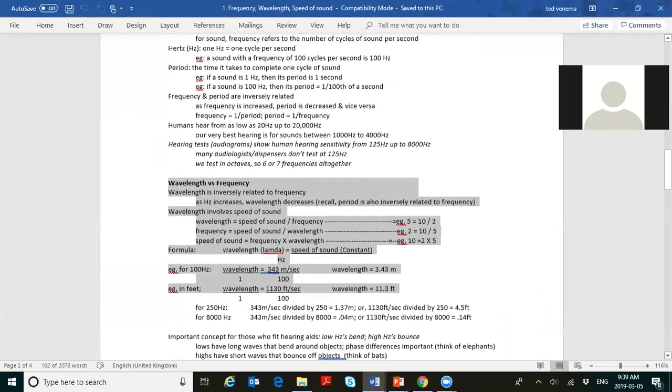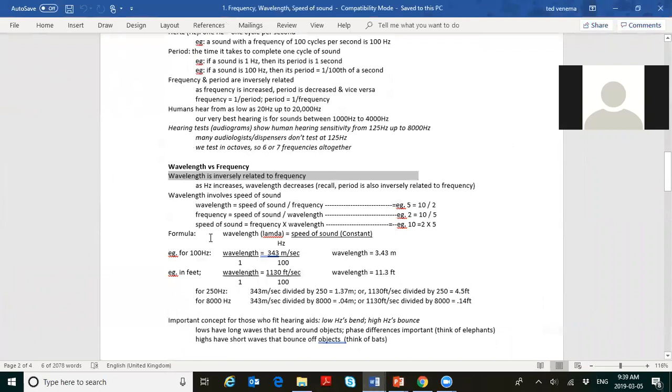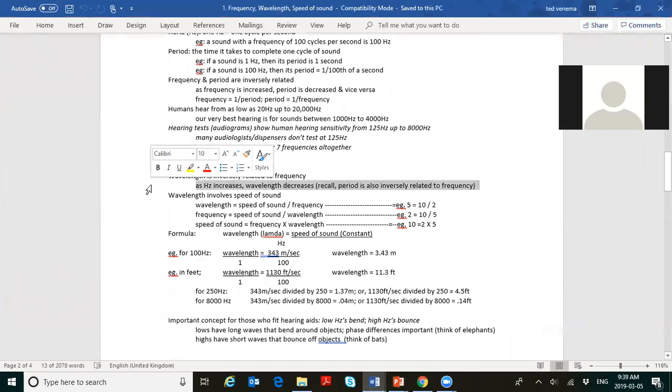Here we go. Just like period, wavelength is inversely related to frequency. As the frequency goes up, the wavelength gets shorter. Recall, period is also inversely related. So wavelength, however, involves the speed of sound. So wavelengths in water, wavelengths in air, wavelengths in steel, they're all going to be kind of different, but we live in air. So let's look at air. Wavelength involves the speed of sound in whatever medium you're talking about, and we care about air, over top of or divided by frequency.